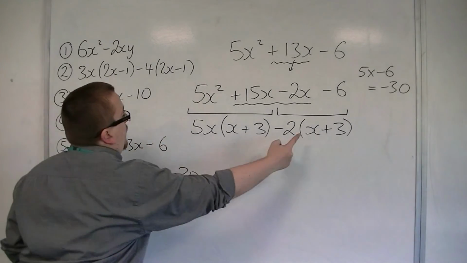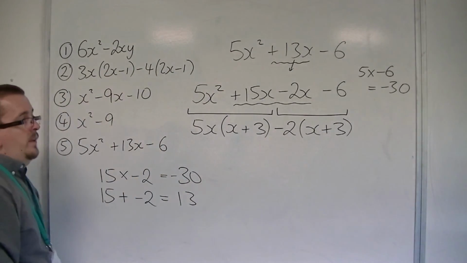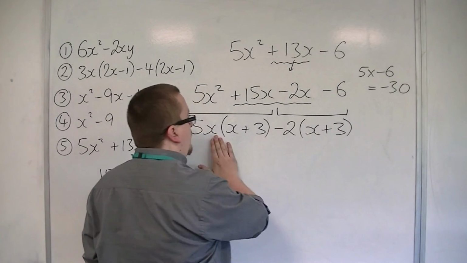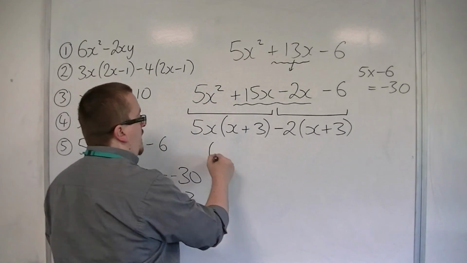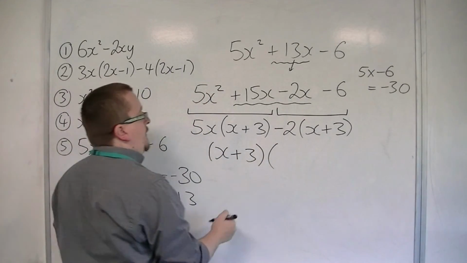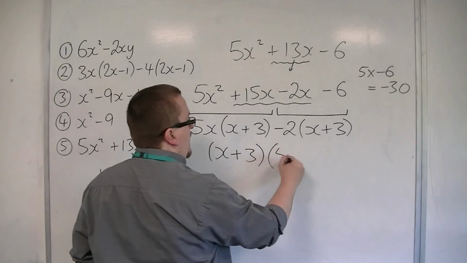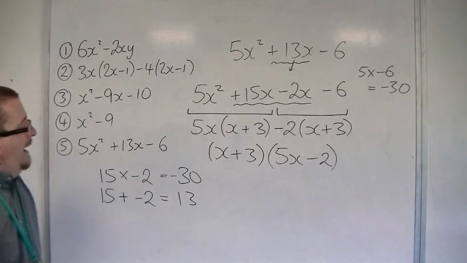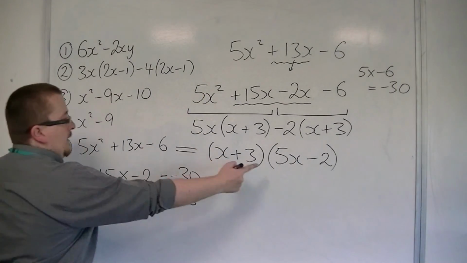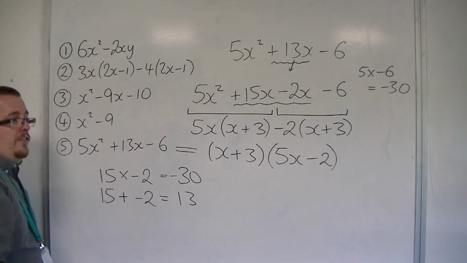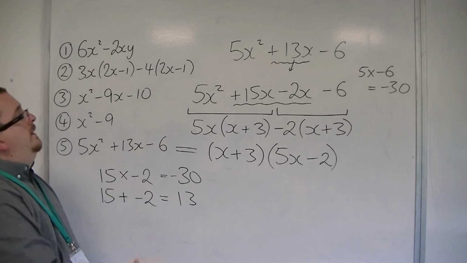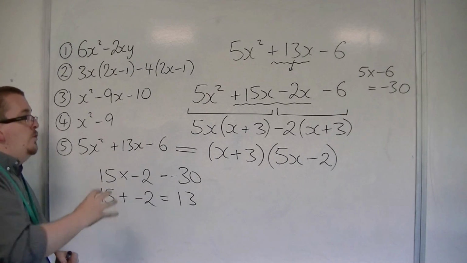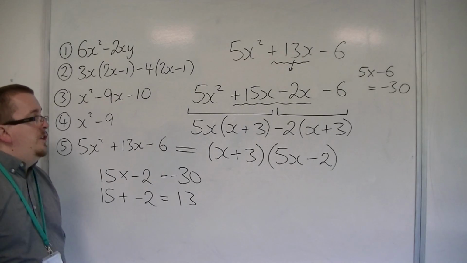This now looks very similar to number 2. It's of the same format. So you can see that both of these terms have an x plus 3 in common. And so I need to multiply x plus 3 by the 5x and x plus 3 by the minus 2 to get the two terms. And so this is the factorised form of this quadratic here. Okay? So it's a little bit longer, the approach for number 5, but with a few goes and a few tries with practice, you can get good at it.